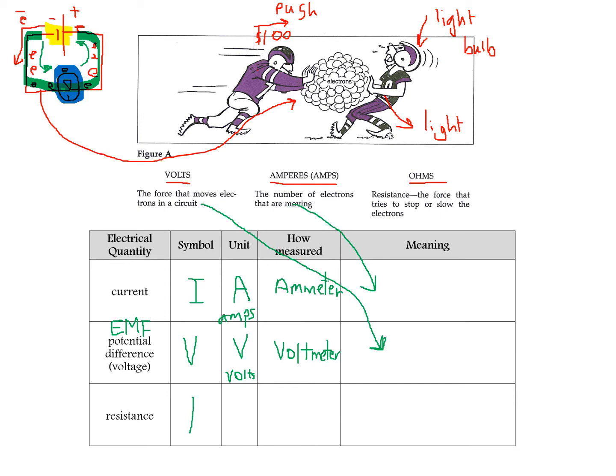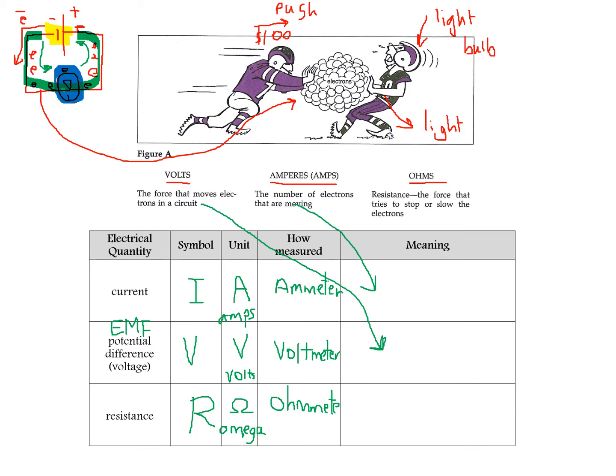Resistance, the symbol R. The unit's symbol is omega. If you've ever seen some of these watches, they're called Omega watches. They use this symbol. It's a Greek symbol. It's called omega. And how do I measure it? Something called an ohmmeter. Okay.